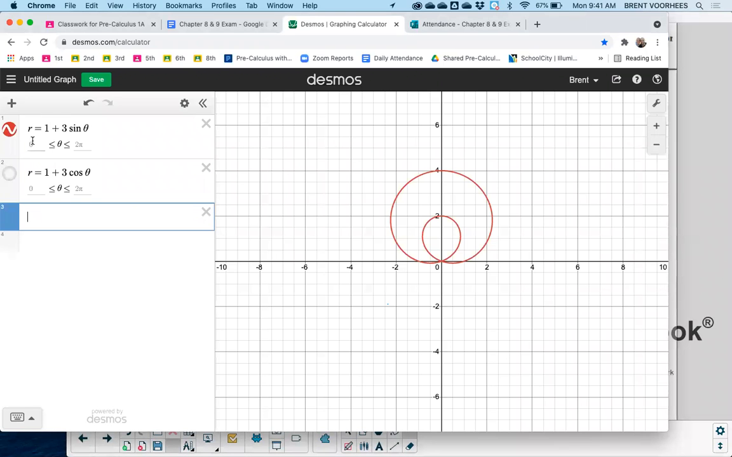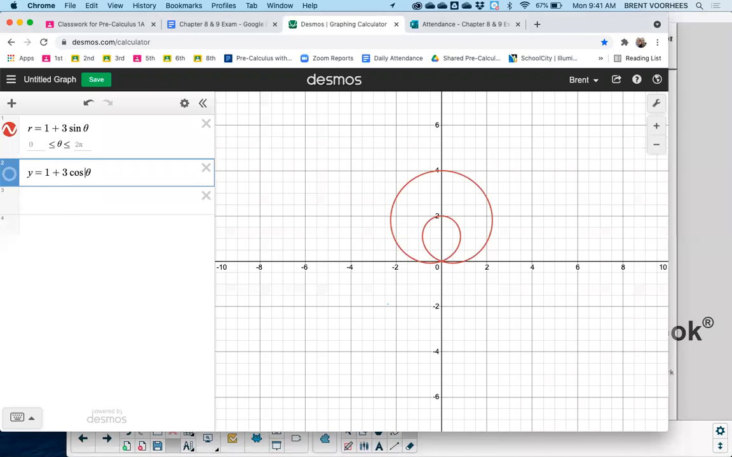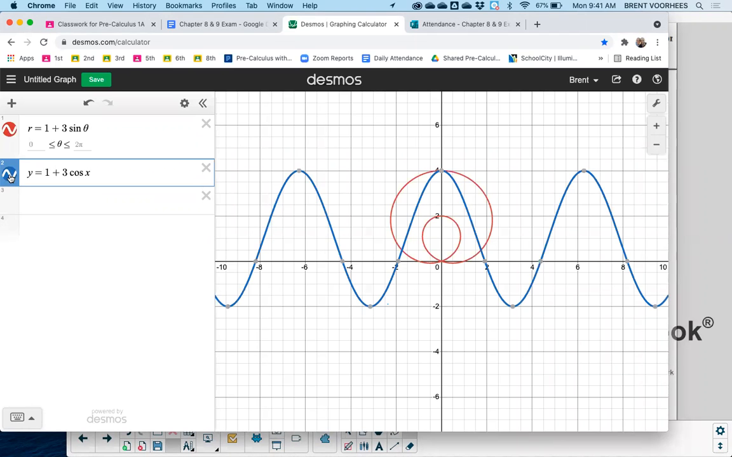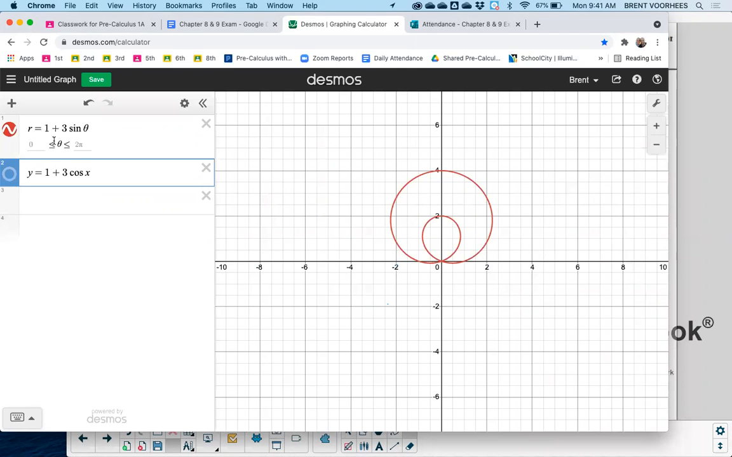Let me show you that. So that's the correct answer. Let's try it. What if we would have typed in y equals 3 cosine x? What would have happened? Not it. So you've got to make sure you type it in with the correct letters. So Desmos will work well for you there.